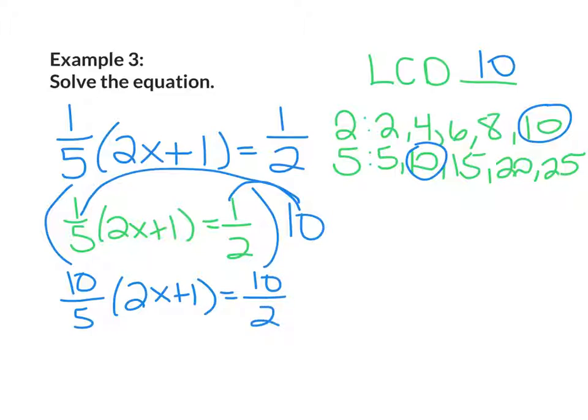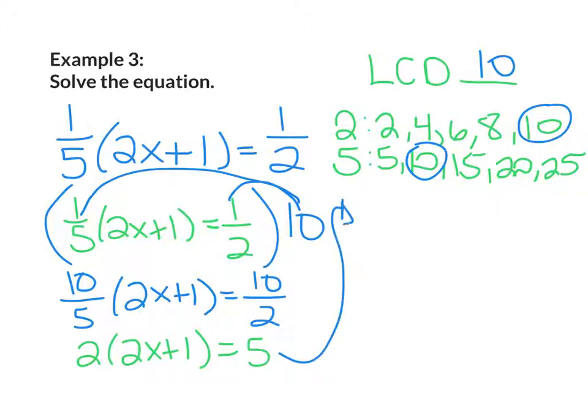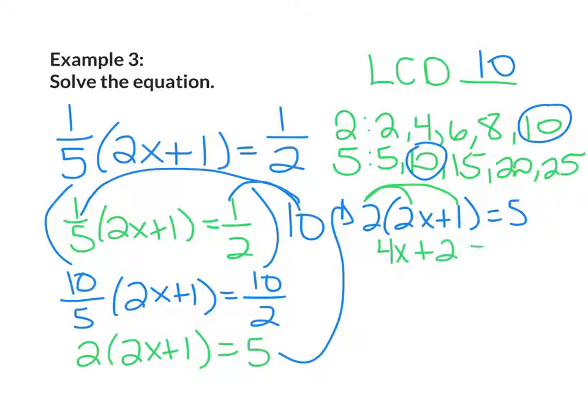Now I'm going to go ahead and divide. 10 divided by 5 gives me 2. I'm going to bring this all down, 2x plus 1. And then 10 divided by 2 gives me 5. I'm going to go ahead and rewrite that up here. I'm going to have 2x plus 1 equals 5. So now I'm going to distribute. I'm going to multiply the 2 with the first term and the second term. So 2 times 2 is 4. 2 times 1 is 2. I need to list my x there. This will give me 4x plus 2 equals 5.